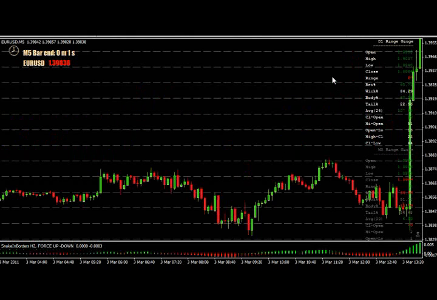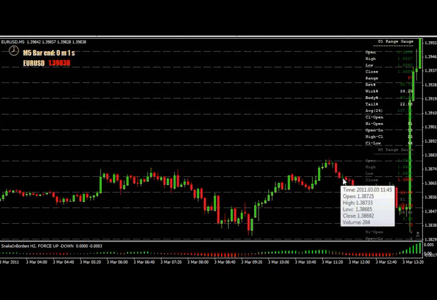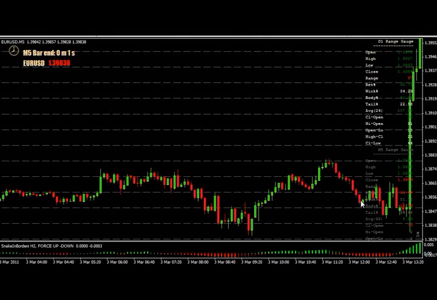We're looking for a red followed by a green. Red followed by a green. This bar did not exceed that. Red followed by a green did not exceed. Red followed by a green, so we would have taken this trade right here.